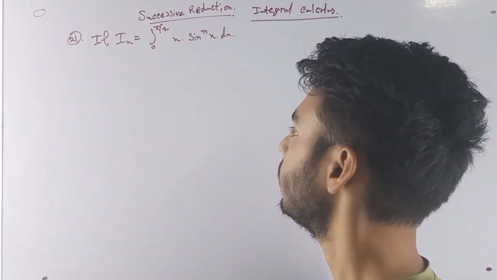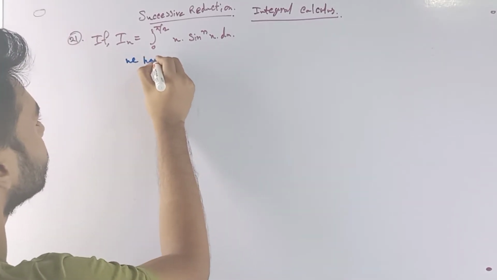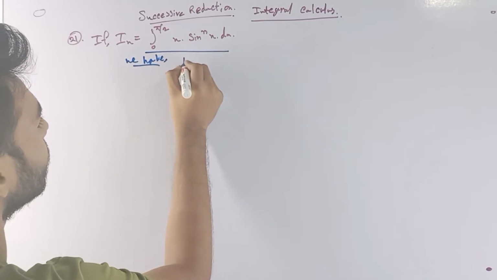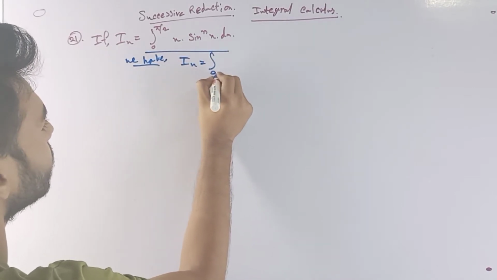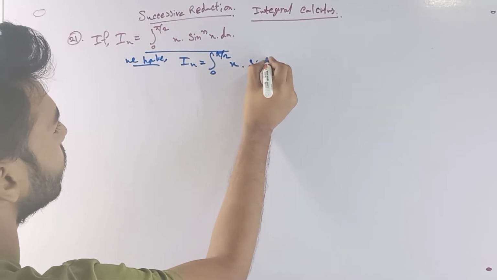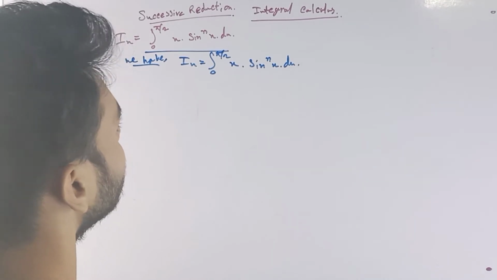This question is: if I_n equals the integral from 0 to pi by 2 of x times sin^n x dx. We have this from this question also. I_n equals the integral from 0 to pi by 2 of x times sin^n x dx. That's it.